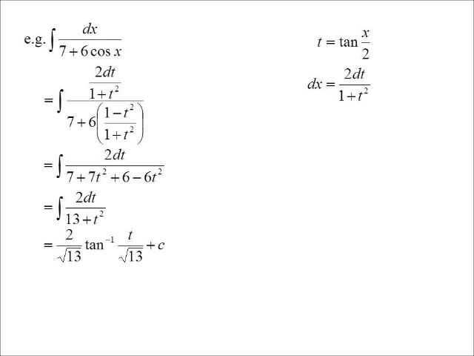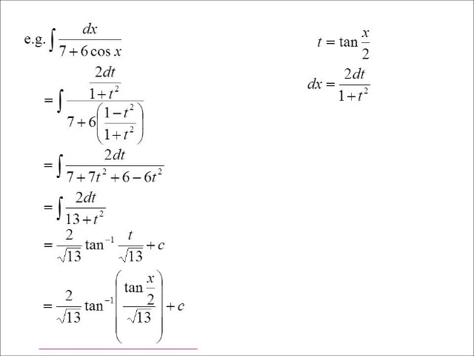So that's 2 on root 13, the inverse tan of t on root 13. The last thing to do, of course, is to substitute back in for the t. And so 2 on root 13 inverse tan of tan x on 2 over root 13, plus a constant.